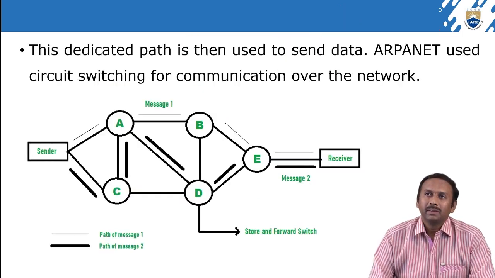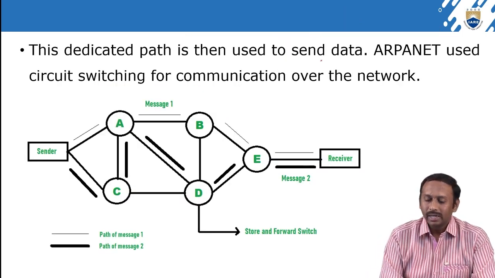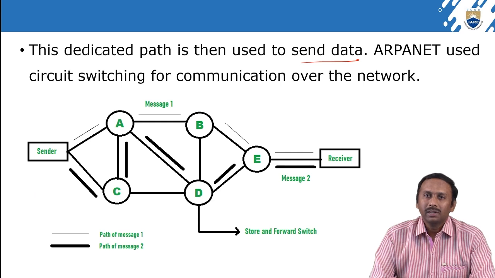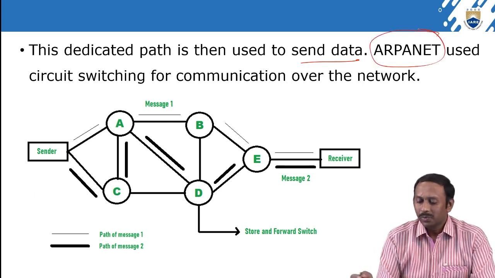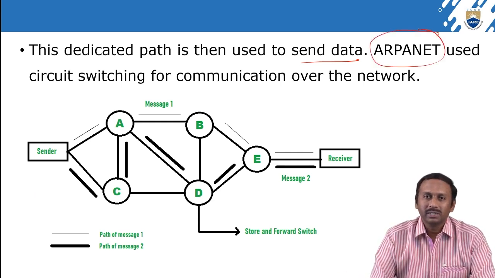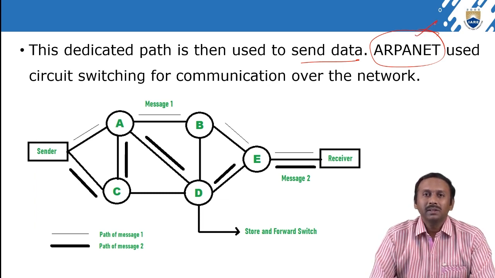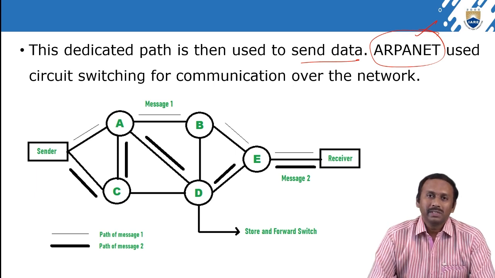This dedicated path is used to send data. ARPANET used circuit switching for communication over the network, right? We have heard of ARPANET, the Advanced Research Projects Agency Network. This is the first network, introduced by the defense department of the US. That's why we can also call it DARPANET, right?